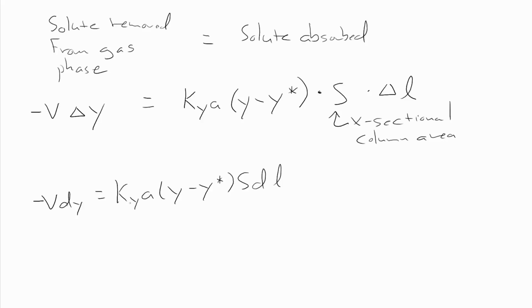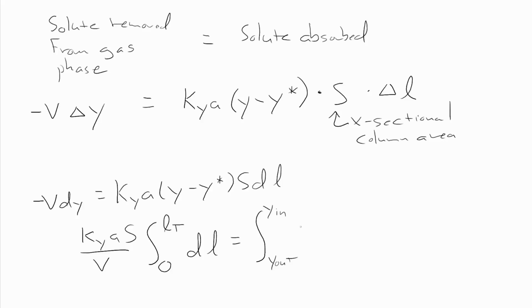All right, we're going to treat KYA, S, and V as constants. So we'll pull them all out, and we will get KYA times S over V times the integral between 0 and the total length of the column dL is equal to the integral from y out to y in of dy over y minus y star.